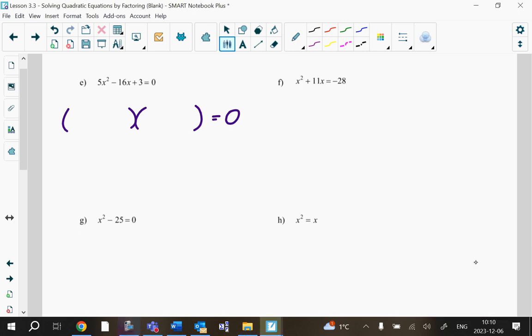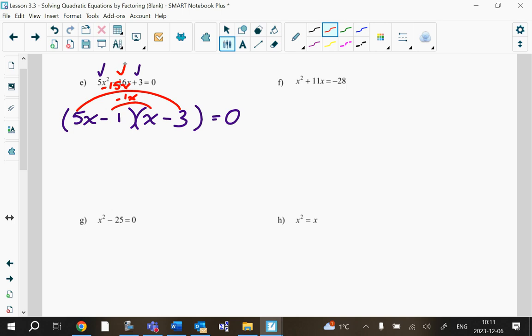Anybody got it? Go ahead. 5x minus 1, x minus 3, okay? So 5x times x is 5x squared, yep. Negative 1 times negative 3 is positive 3 at the end, yep. Outside is negative 15x when we multiply. Inside is negative 1x when we multiply, and when we add those together, yep, so it's factored correctly.